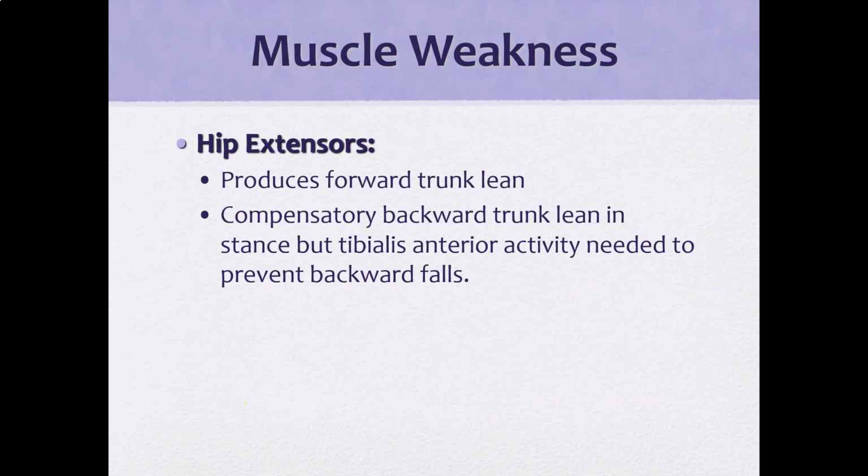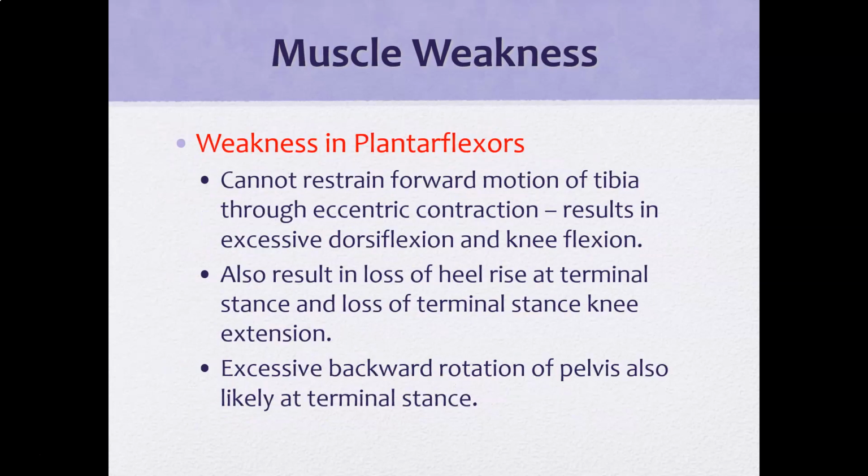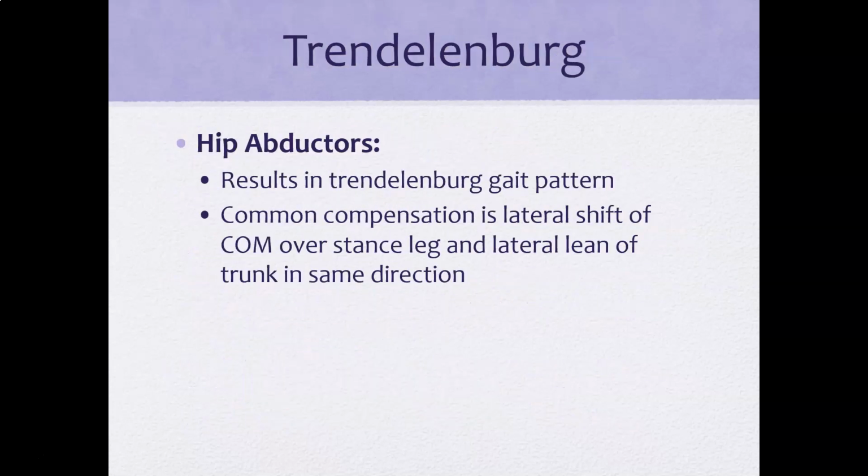What if they have weakness in their hip extensors? They're going to obviously produce forward trunk lean, with compensatory backward lean in stance, but tibialis anterior activity is needed to prevent backward falls. So these are all muscle weakness. These are great quiz questions that you can see, like, okay, if I have a weakness in the hip extensors, in the hip flexors, in the quads, in the plantar flexors, how will the patient compensate?